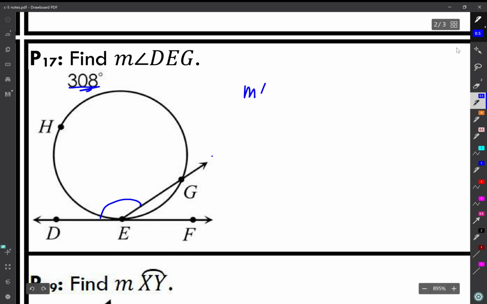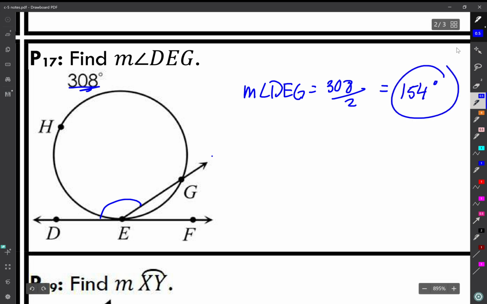The measure of angle DEG is just going to be half of that, so it's 308 divided by 2, and that's going to be equal to 154 degrees. That's our answer for this one.